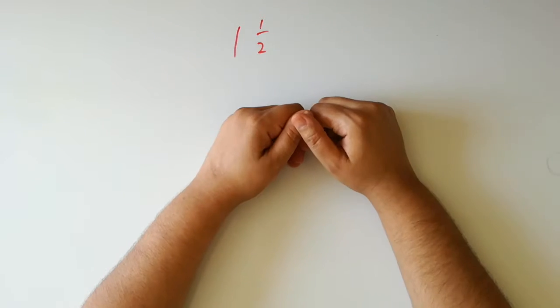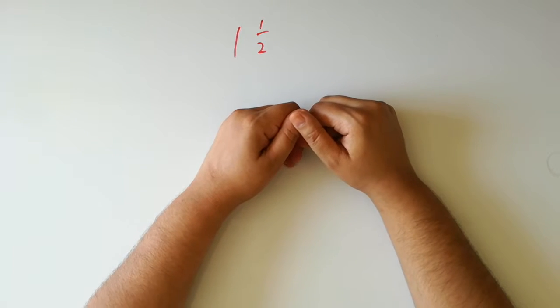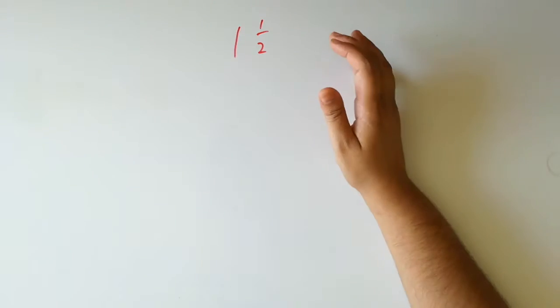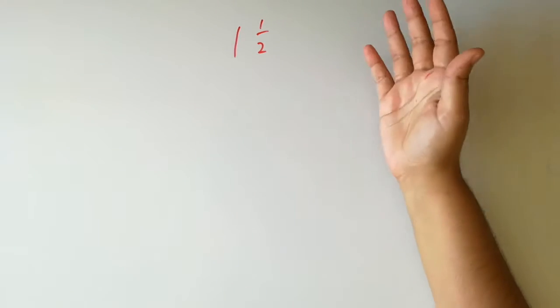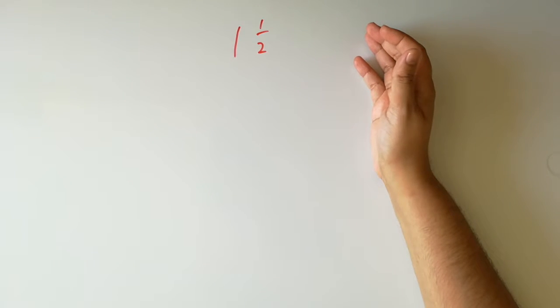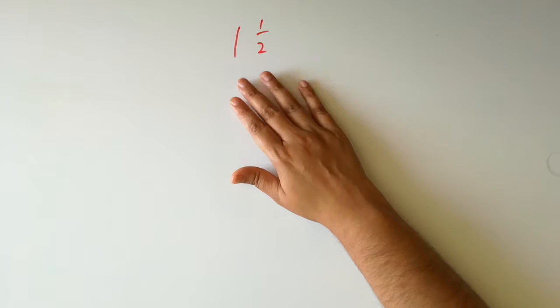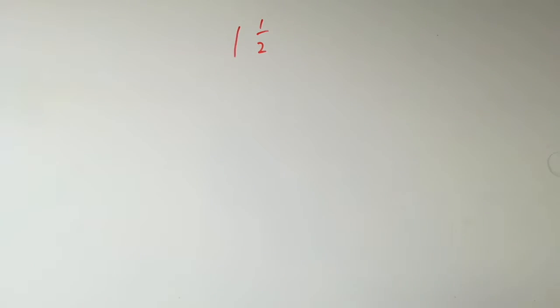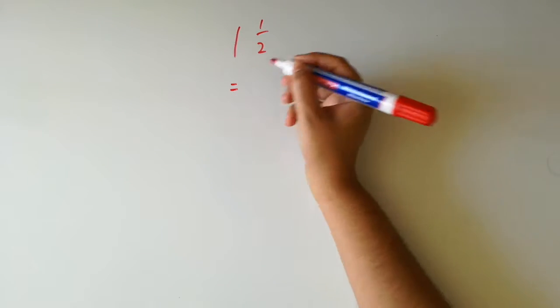Hi everyone. In this lesson, I'm going to start with fractions. The first thing we're going to do is learn how to change a mixed number into an improper fraction and an improper fraction into a mixed number. So let's start. Here I have a mixed number, 1 and a half.